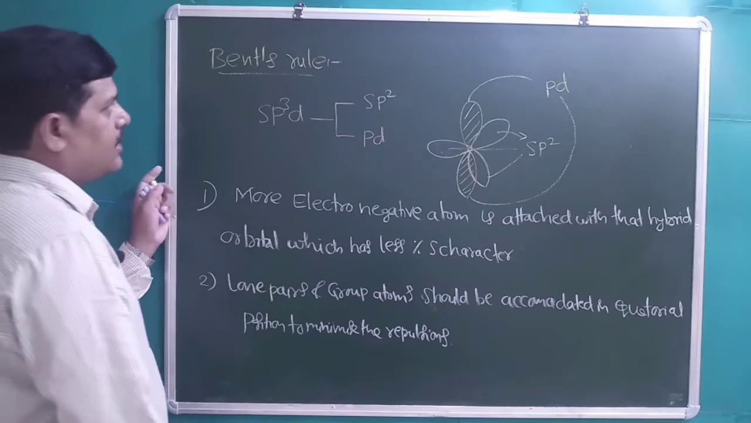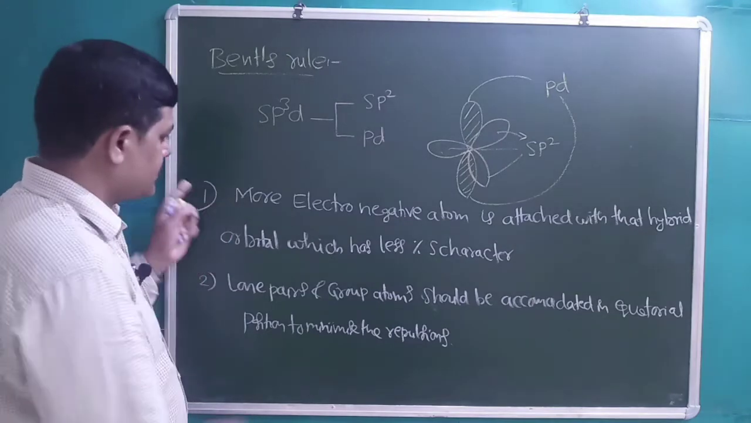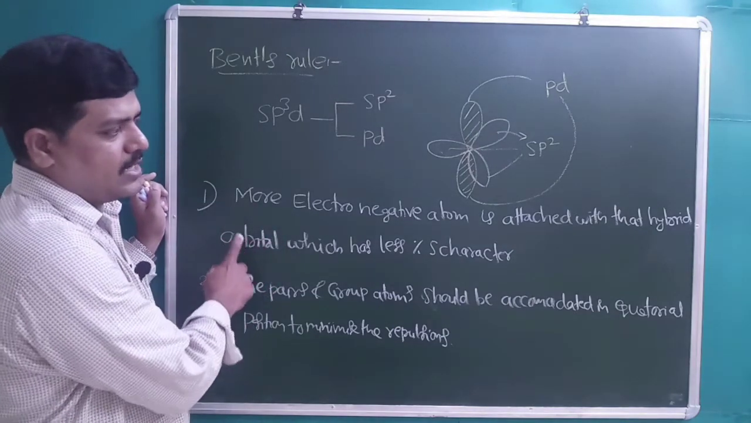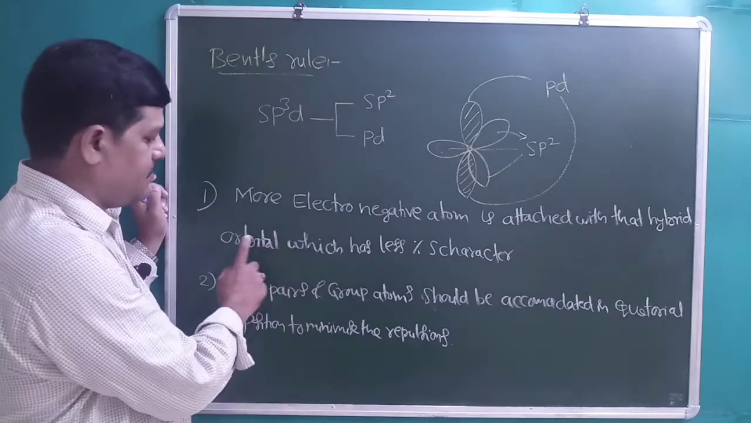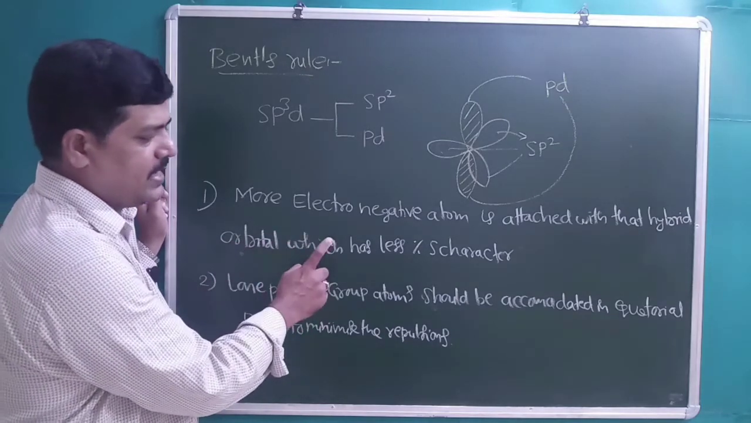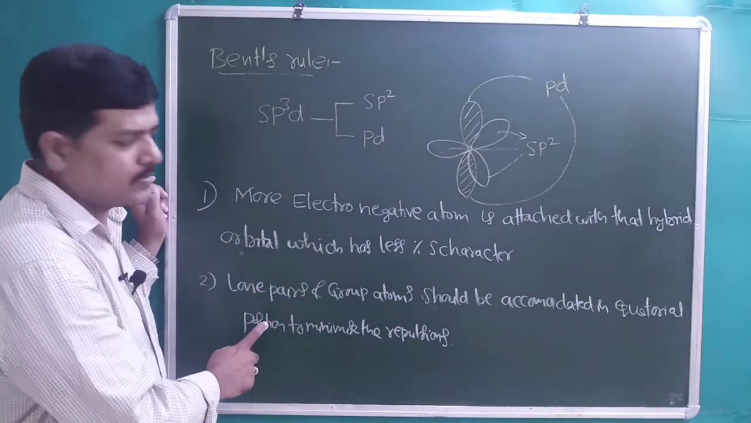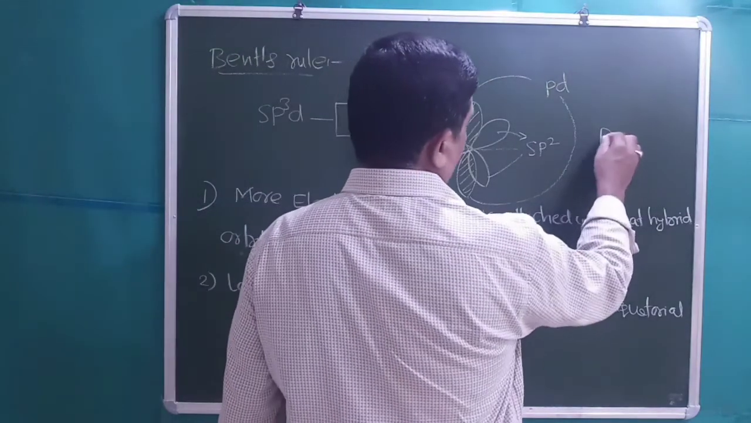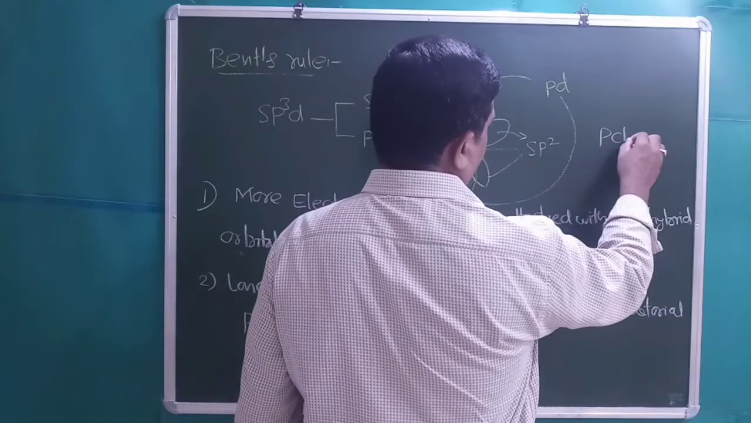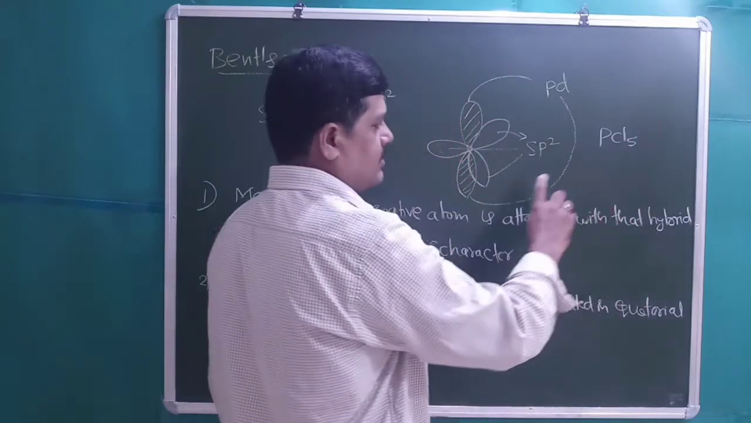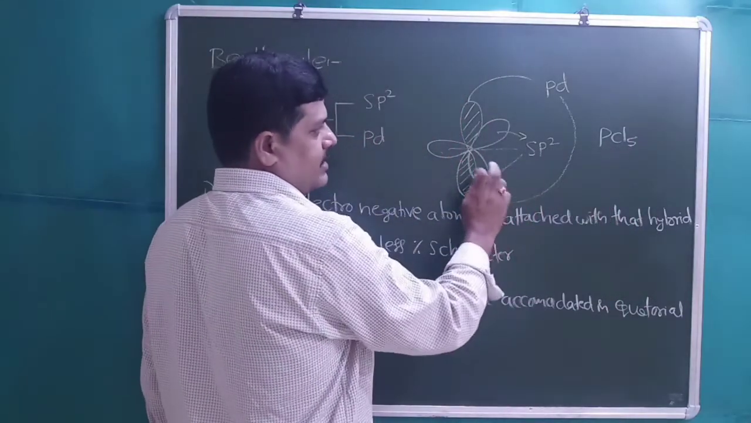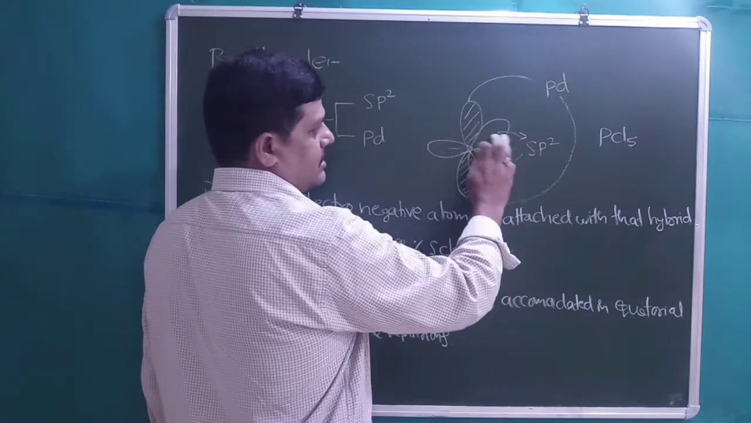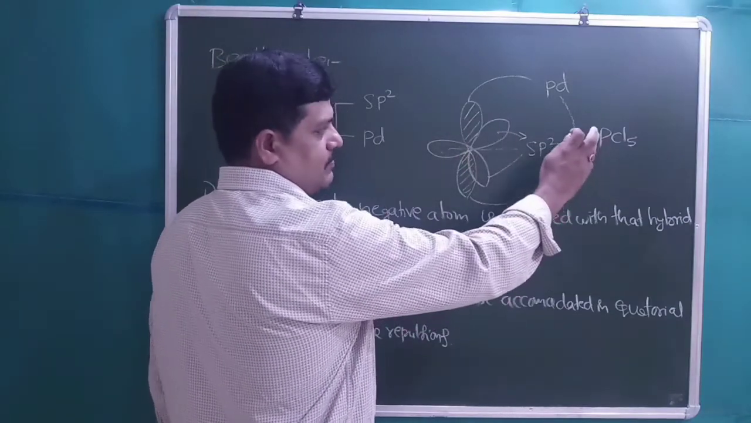Students, according to Bent's rule, the more electronegative atom is attached to that hybrid orbital which has less percentage s character. For example, if you take a PCl5 molecule, there is no difference between the atoms. Terminal atoms are all equal, so we can accommodate all the positions with the PCl5.